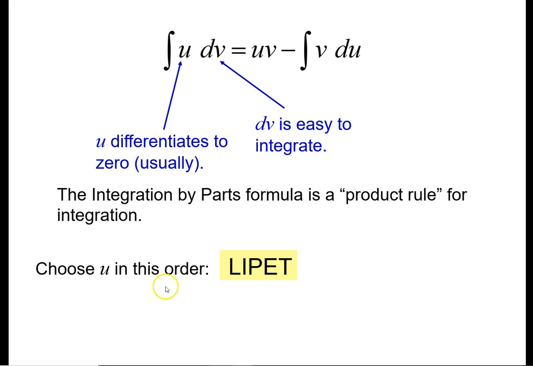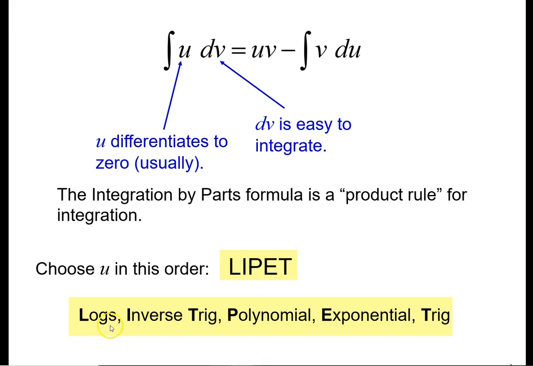The way we choose u, though, I like this little acronym. It's called LIPIT, and it stands for the different types of functions we might encounter. This is the hierarchy you would use to choose u if you have these in the function. L stands for logs. If you have a log, that's your first choice for u. If you don't have a log, check to see if you have an inverse trig. That would be the next choice for u. If you don't have an inverse trig, check to see if you have a polynomial. If that's not there, check to see if you have an exponential function, and then finally check to see if you have a trig function. That's your last choice for u.